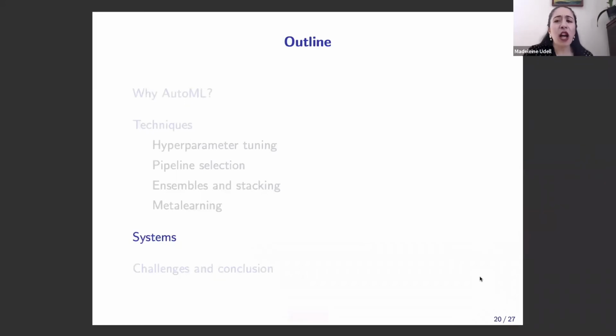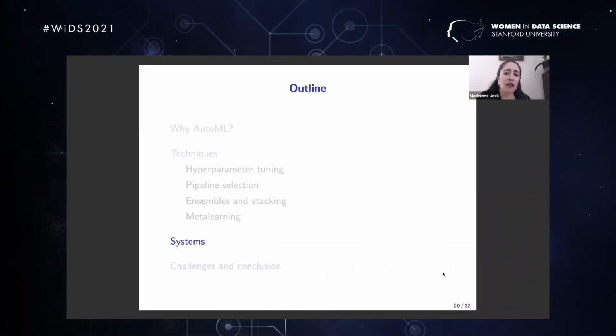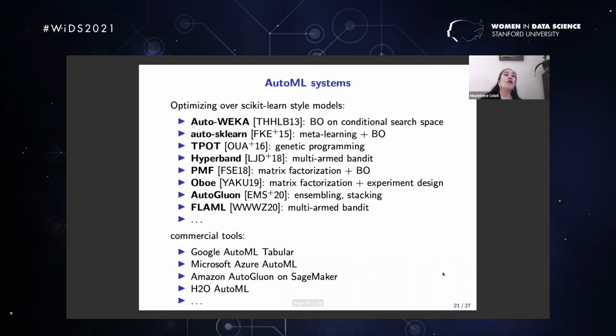Okay, let me tell you about a couple of existing AutoML systems and see how they work. There's a pretty large number of them at this point. One of the earliest was AutoWeka, which does Bayesian optimization on a conditional search space. AutoSKLearn was developed 6 years ago. It uses Metalearning plus Bayesian optimization. Teapot is maybe the top system using genetic programming. Hyperband and Flammel are both using a multi-armed bandit approach. Flammel is pretty recent and is even faster than Hyperband.